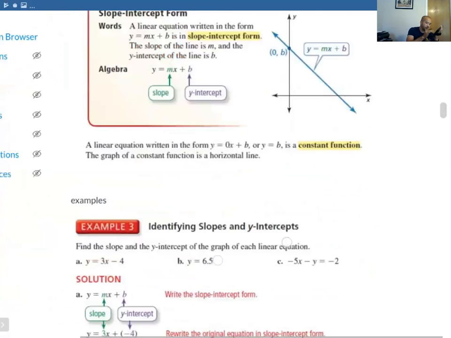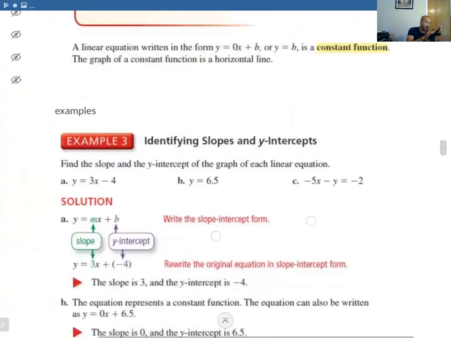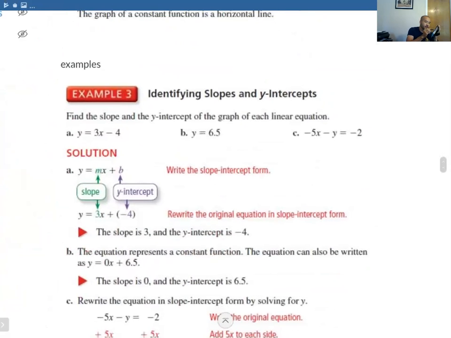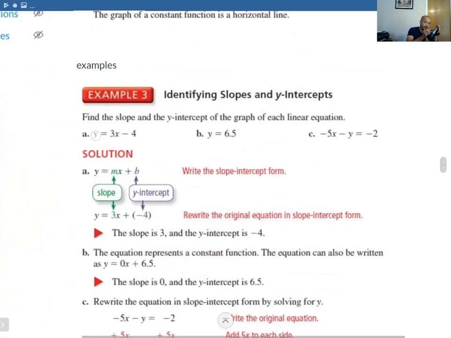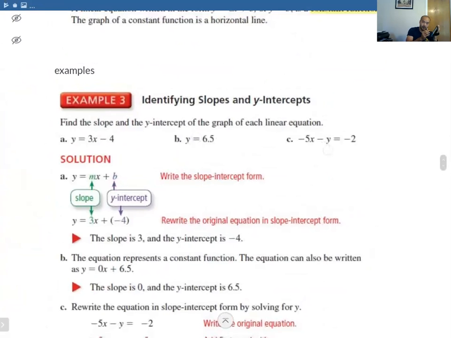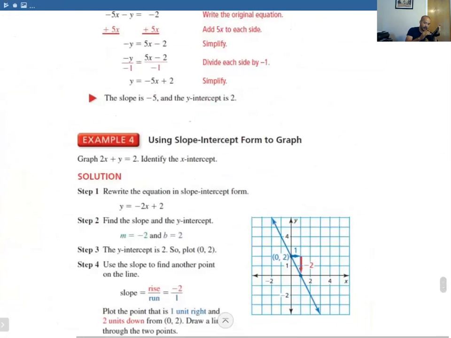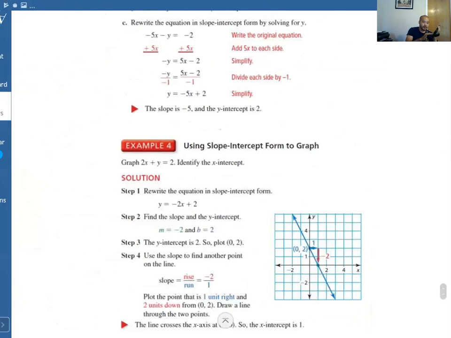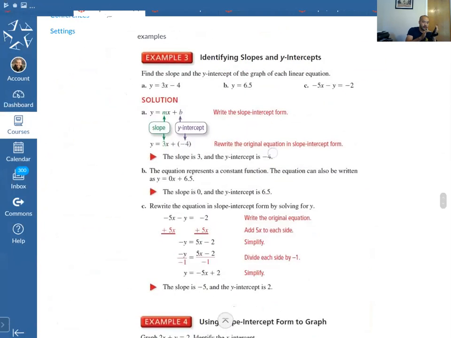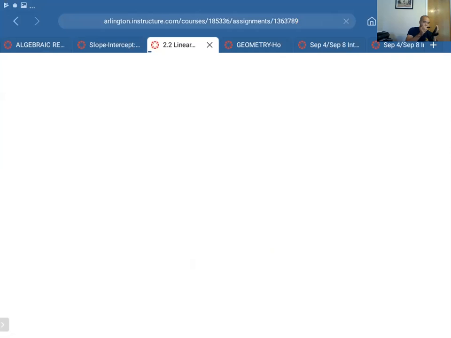So you've got examples with equations. We're just going to focus on A and B today. We're not going to get into standard form today. And then you have an example here with a graph. So those are available for you. Then the assignment looks like this.